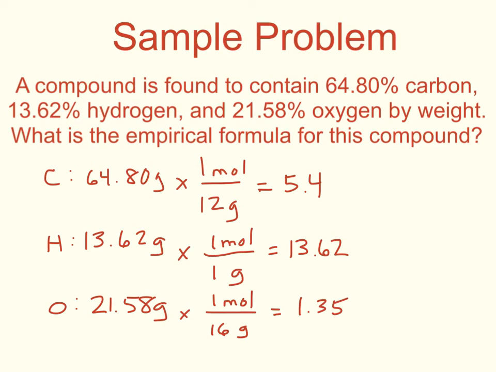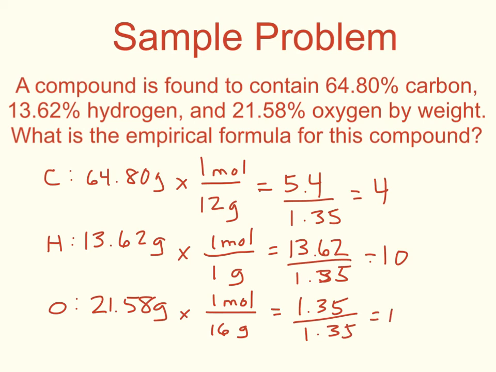Our next step is to divide by the smallest number. Of our 3 answers, the smallest number is 1.35, so we're going to divide each answer by 1.35. 5.4 divided by 1.35 is 4. 13.62 divided by 1.35 is 10, and 1.35 divided by 1.35 is 1. Now I go back and add these numbers as the subscript for my formula. So my empirical formula is C4H10O.